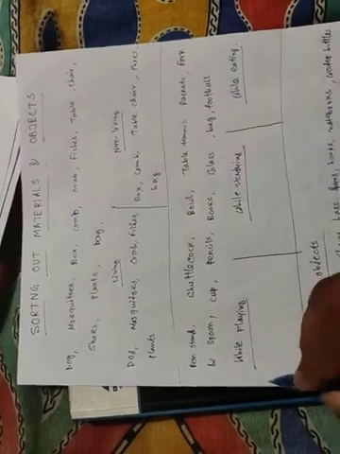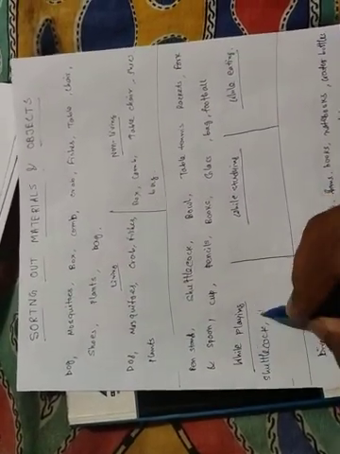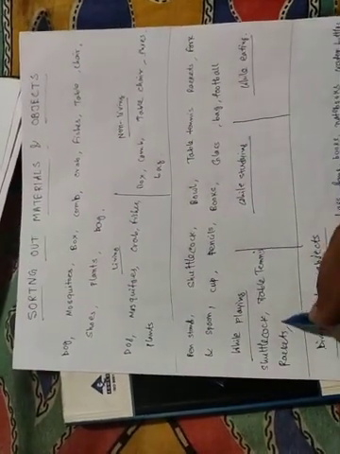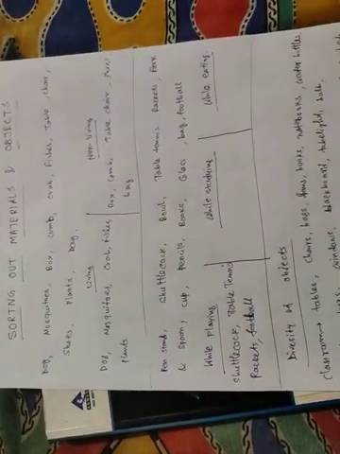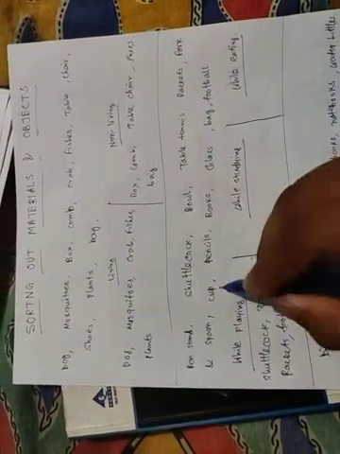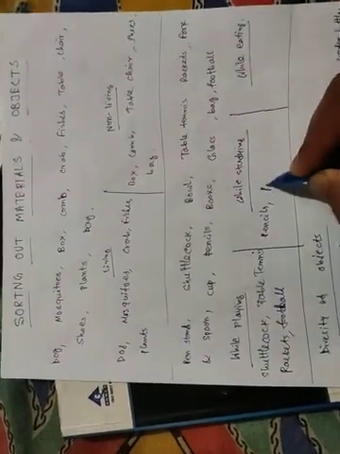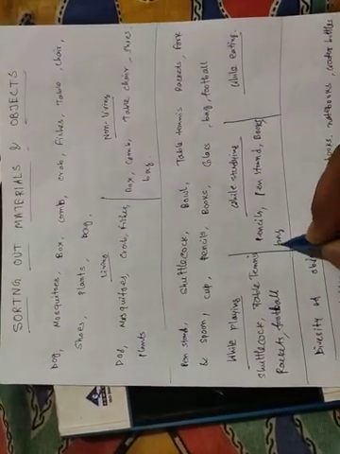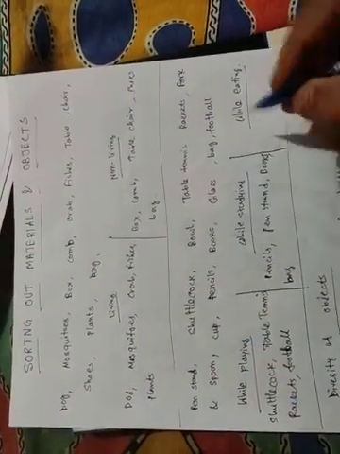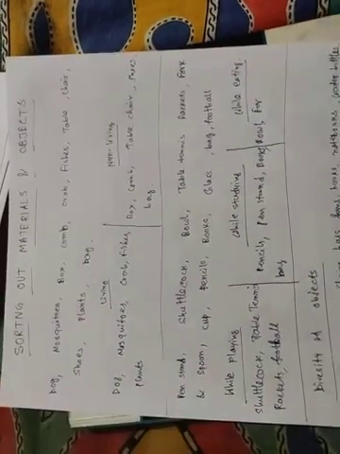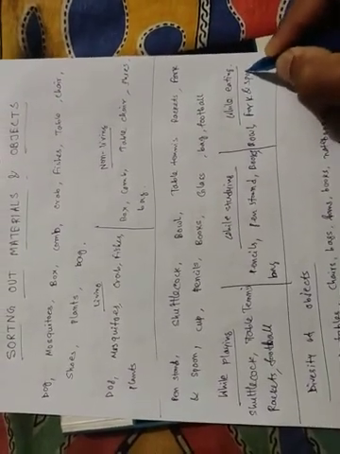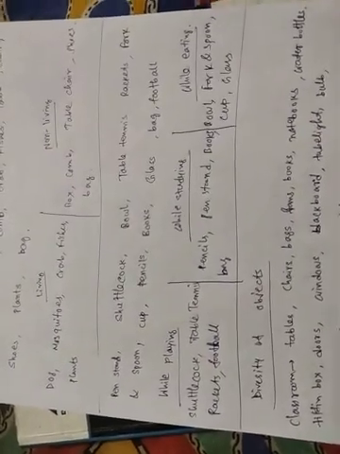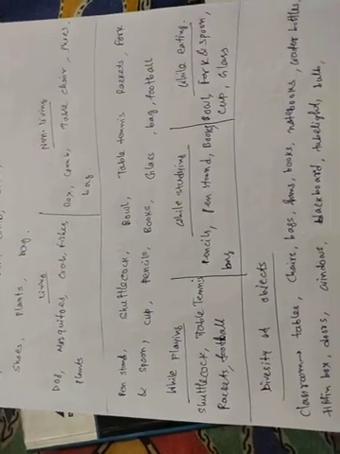So for playing we can use shuttlecock, table tennis racket, and football, right? Again, while studying we can use what? Pen stand, books, bag. And while eating we can use bowl, fork and spoon, cup, glass, right?